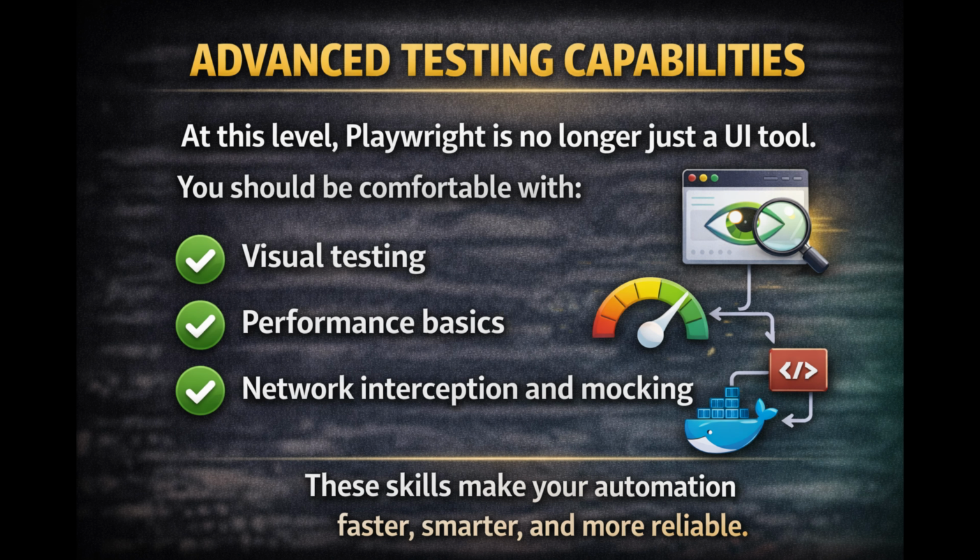Step 3. Advanced testing capabilities. At this level, Playwright is no longer just a UI tool. You should be comfortable with visual testing, performance basics, network interception, and mocking. These skills make your automation faster, smarter, and more reliable.